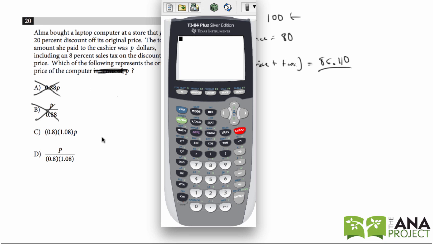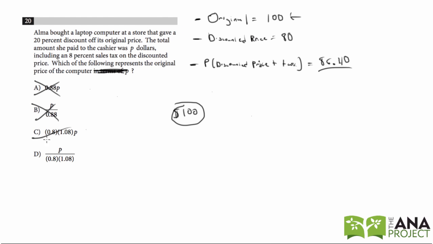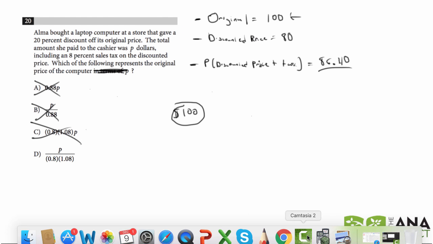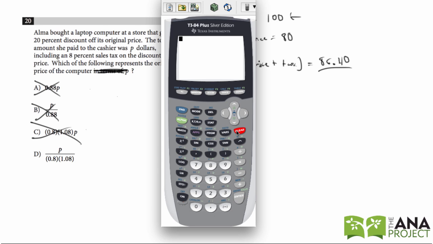Let's try this. 0.8 times 1.08 times $86.40. $74.64. That's wrong. We're looking for 100.